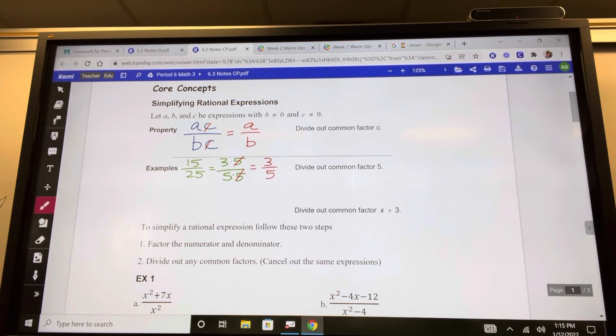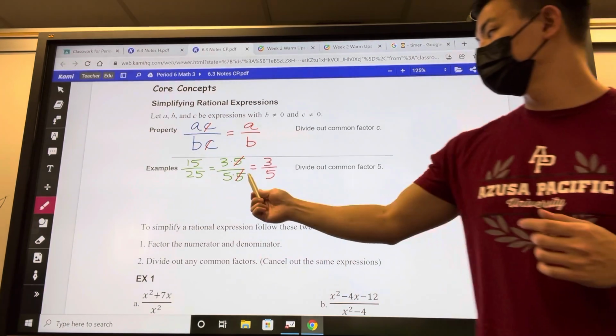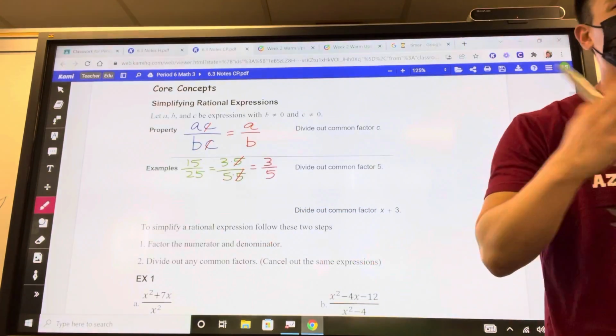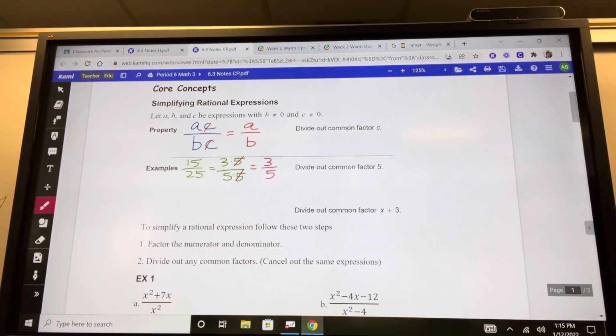Does that make sense? Yes. These two 5s, if I multiply 5 times 5, I get 25. I'm just kind of breaking it up into factors. Good question.